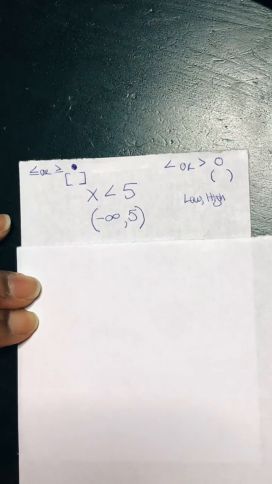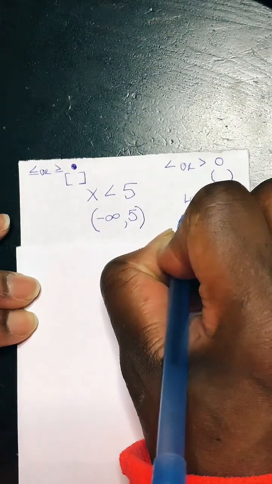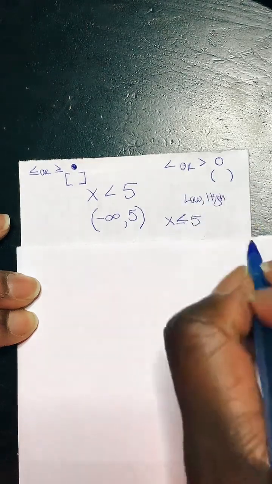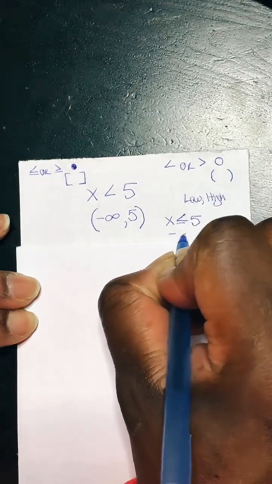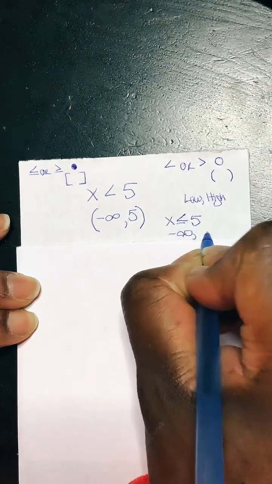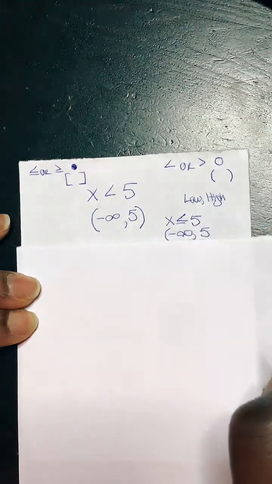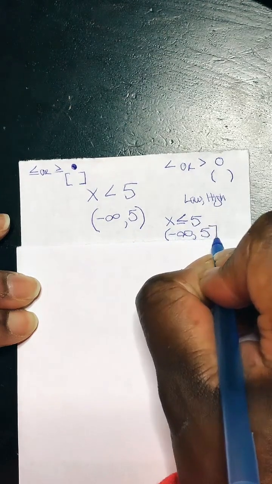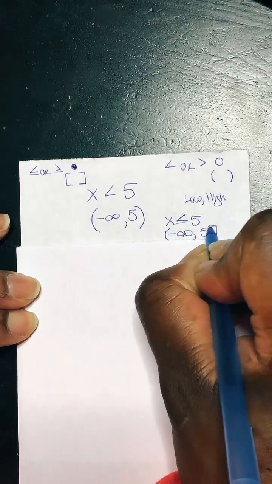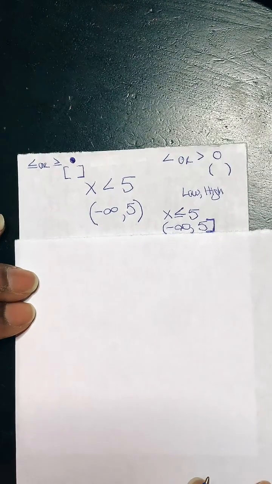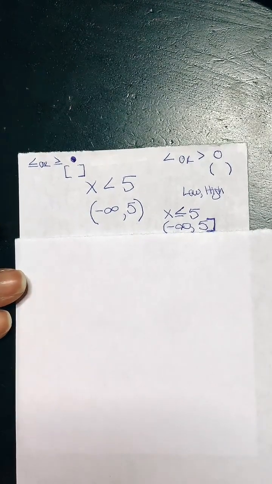Because if it said x is less than or equal to 5, it would have been negative infinity and a 5. Infinity will get the parenthesis, but the 5 will get the bracket. So the inequality symbol is kind of telling you.